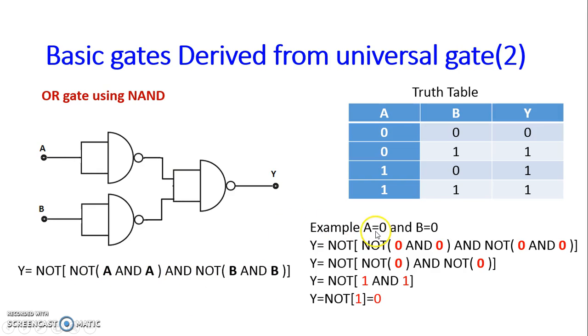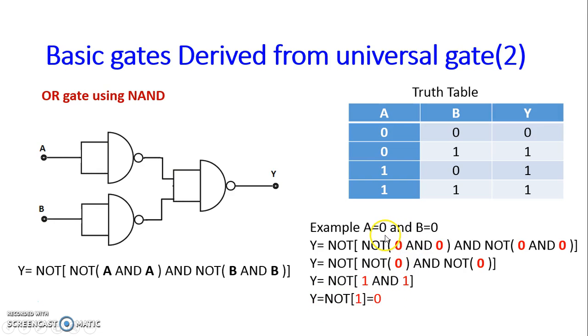For example, if I take A equal to 0 and B equal to 0, that means 0 is applied to this gate and 0 is applied to this gate. What will be the output Y? Here A and A, that is 0 and 0, and here B is also 0, so 0 and 0. This will result in NOT of 0 and this will result in NOT of 0. NOT of 0 is 1 and NOT of 0 is 1 again. So 1 and 1 means 1, and NOT of 1 is 0.